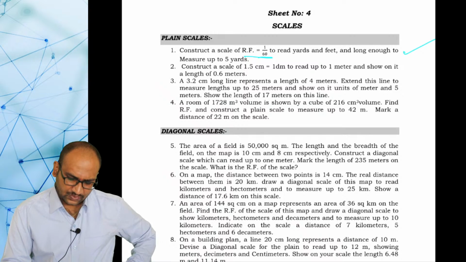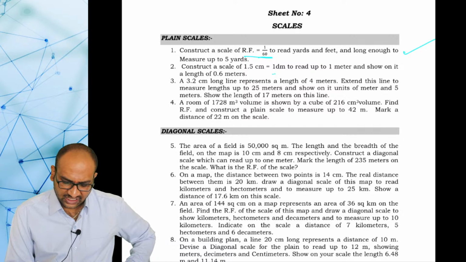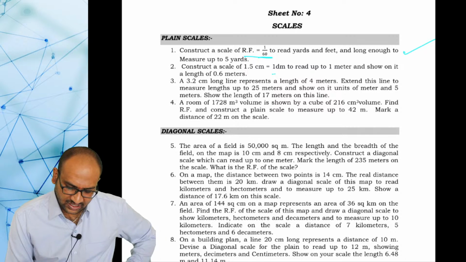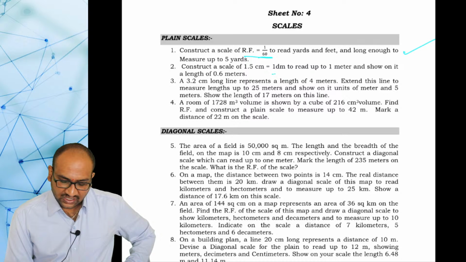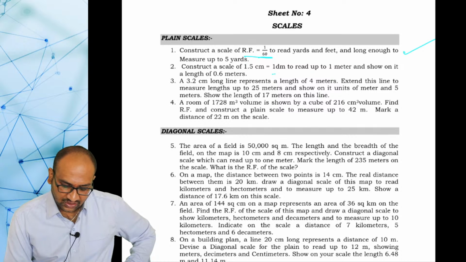Coming to another problem. Construct a scale of 1.5 centimeter is equal to 1 decimeter, to read up to 1 meter, and show on it a length of 0.6 meter. This problem is also related to plane scale. So here 1.5 centimeter is equal to 1 decimeter. The actual length is 1 decimeter. That 1 decimeter we are reducing to 1.5 centimeter on the drawing sheet. That scale measures up to 1 meter and shows on it a length of 0.6 meter.